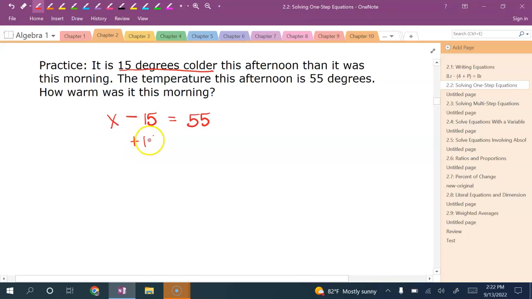So then I'm going to add 15 over, and I'm going to be left with 70. So the morning temperature was 70. It's gotten colder throughout the day, and now it's 55.